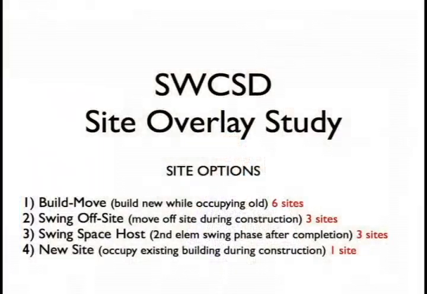And then there are 3 sites that fortunately match up our number. There are 3 sites where we can host a second elementary on our site for a period of time. And so those will be the host sites for the 3 that have to move off. And we'll talk about all 3 of those. And they are all, of course, in phase 1. Those are the most important sites to prepare.